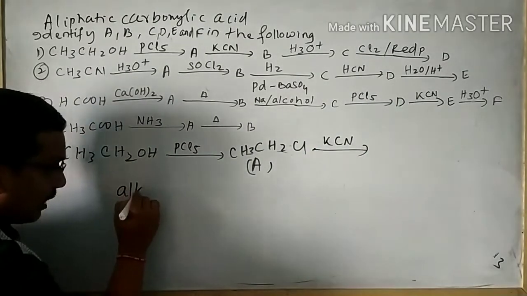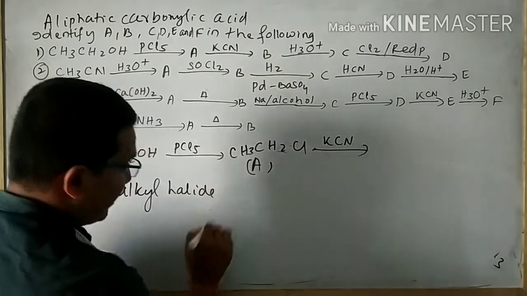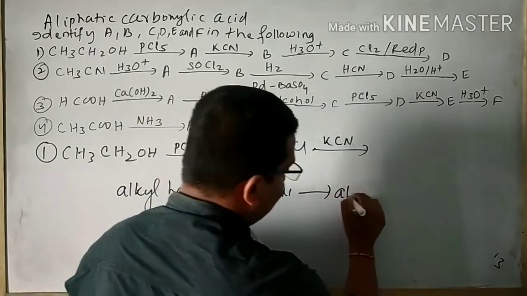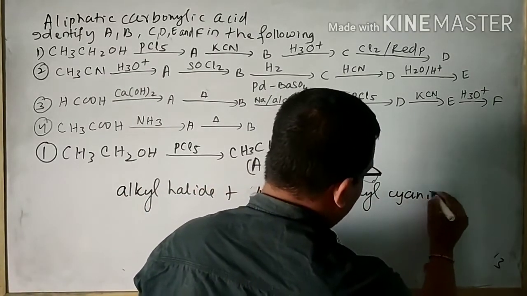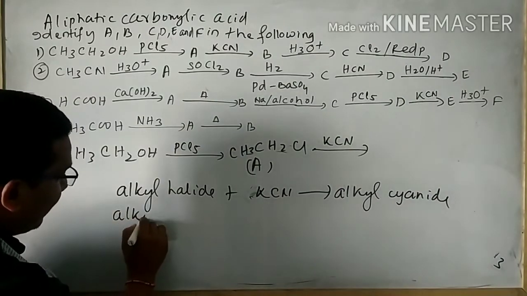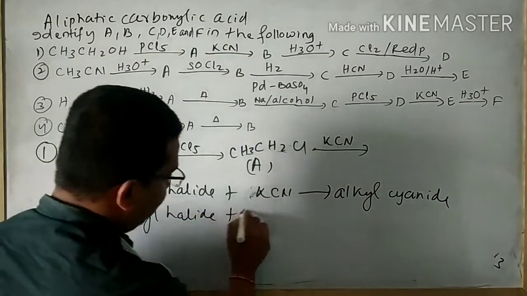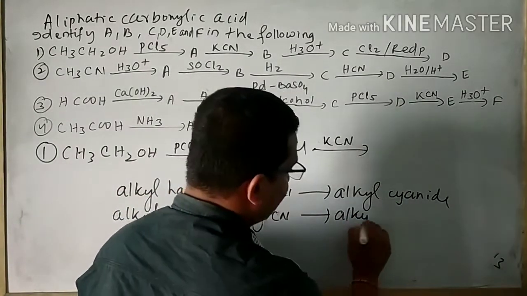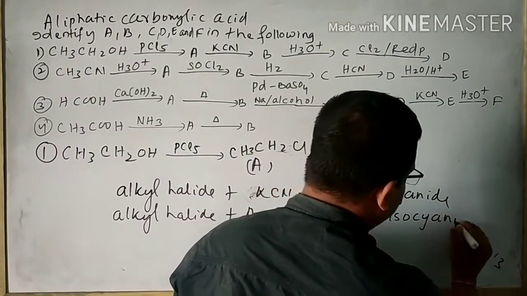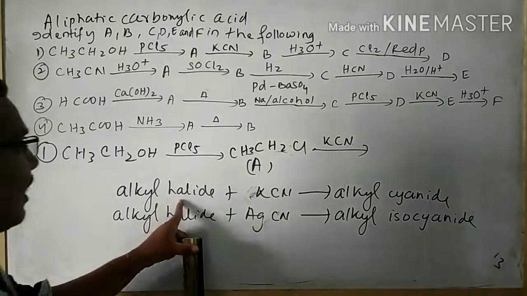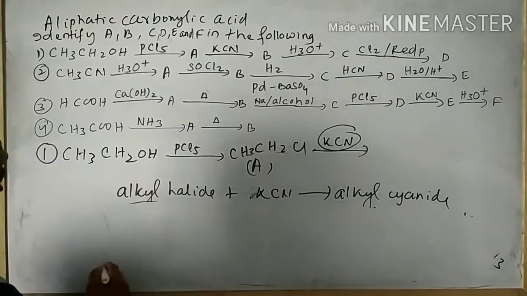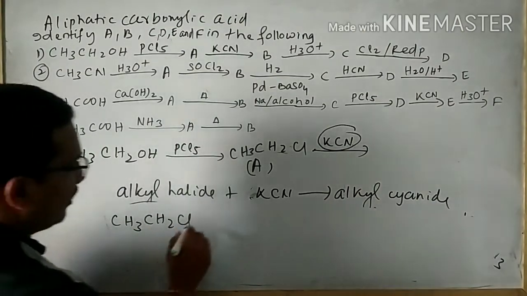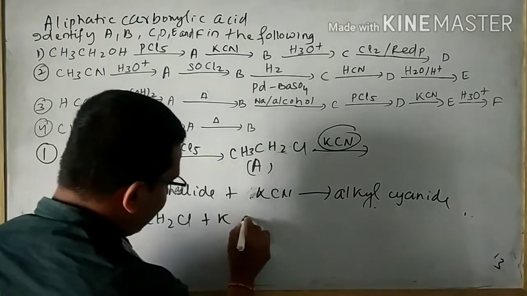We know that when an alkyl halide is subjected to reaction with KCN, alkyl cyanide is formed. Similarly, when an alkyl halide is subjected to reaction with AgCN, then alkyl isocyanide is formed. Here the alkyl halide reacts with KCN. Here CH3CH2Cl is the alkyl halide which is subjected to reaction with KCN.